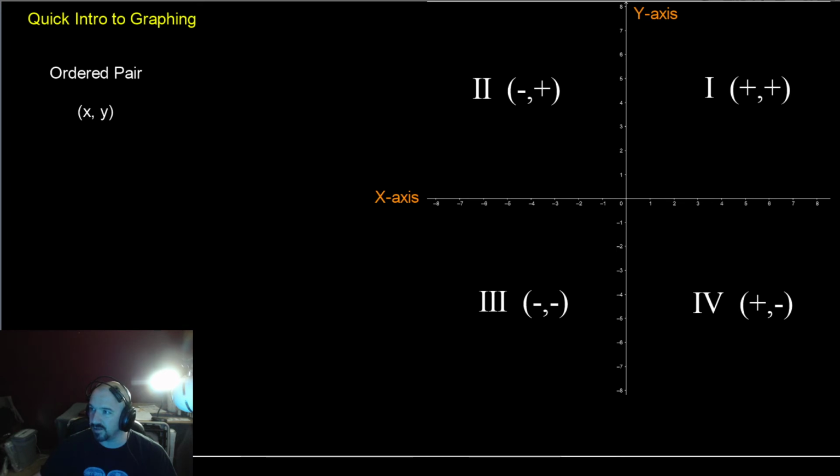So if I wanted to graph the point 3, -4, it's always in the order of x, y. Always, always, always, that's the ordered part. So on our x-axis, we always start at our origin. That's where we start mapping all of this stuff. The origin is the 0 point. So here's our origin.